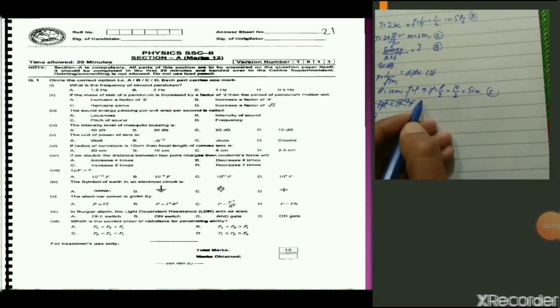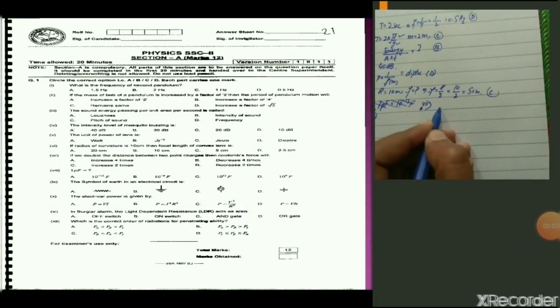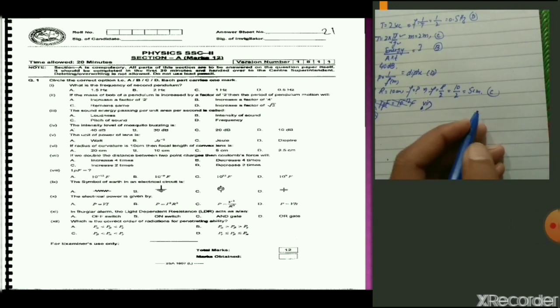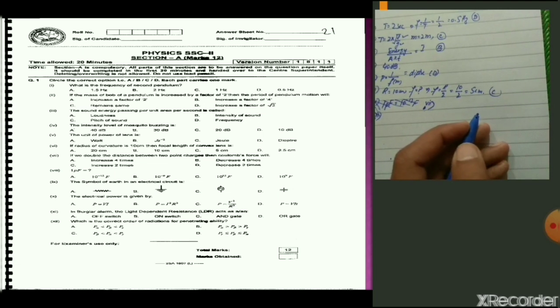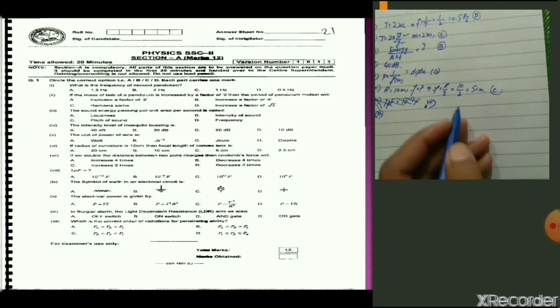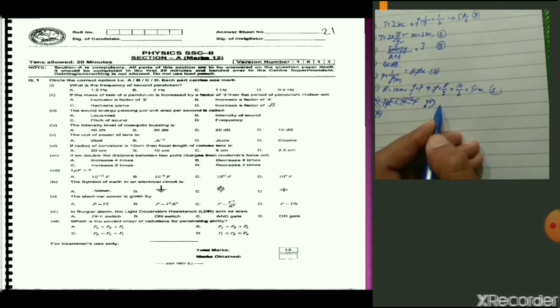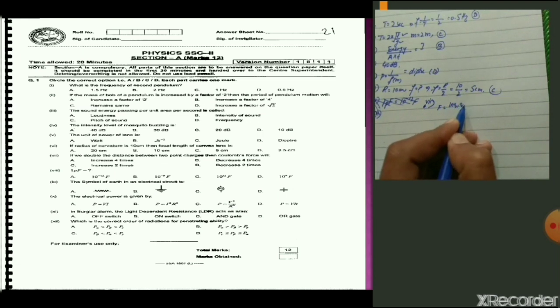Part 7: If we double the distance between the two charges, then the Coulomb force will increase 4 times, decrease 4 times, increase 2 times, or decrease 2 times. Now according to the formula of Coulomb force, F is equal to K Q1 Q2 divided by R square.